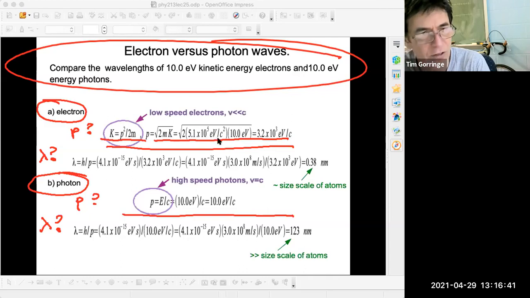Here's the mass of the electron. I'm using units of electron volts here. It's much easier to work in them. And I'm using the kinetic energy in electron volts. That's how we were given it. And if I plug those numbers in, I get about 3,200 electron volts over c. That's the momentum of the electron.